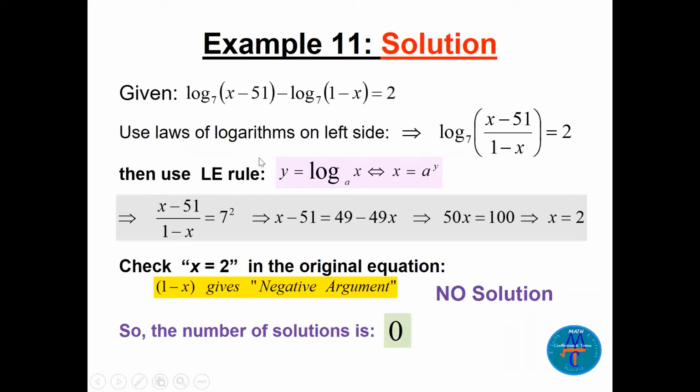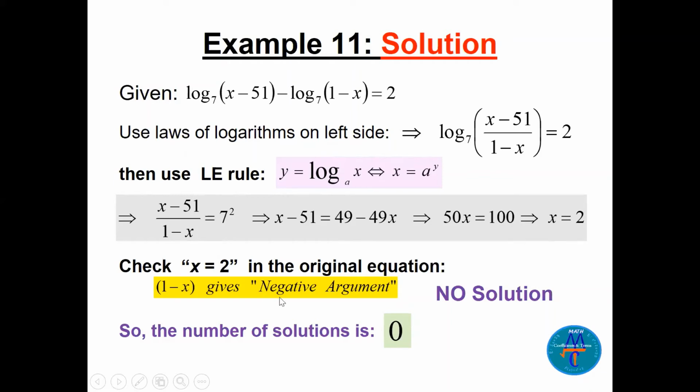Now I can use the laws of logarithm on the left. So this is a minus, it becomes a division. So log base 7 of x minus 51 over 1 minus x is equal to 2. I can use the exponential rule. So directly I take the argument here. X minus 51 over 1 minus x is equal to base 7 squared, which is 49. Cross multiply, I get x is equal to 2.